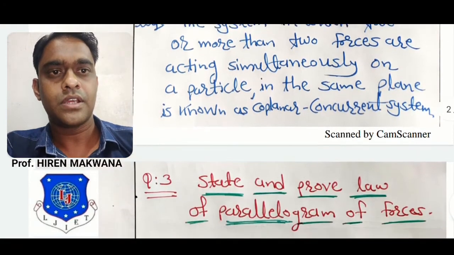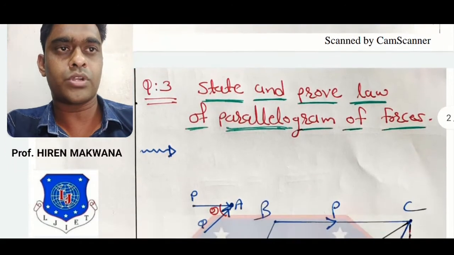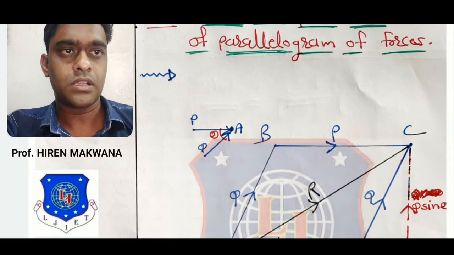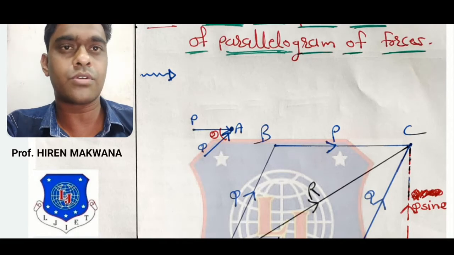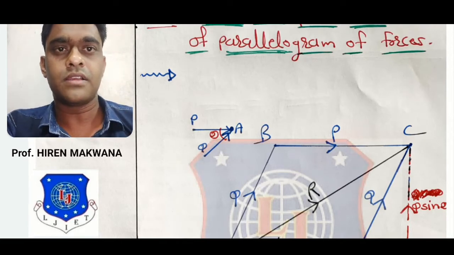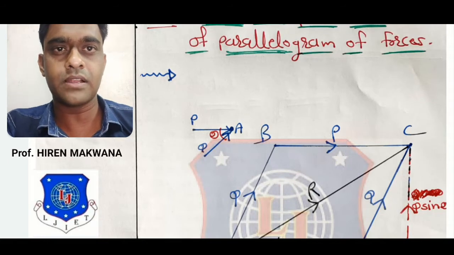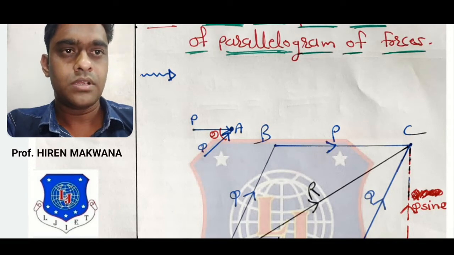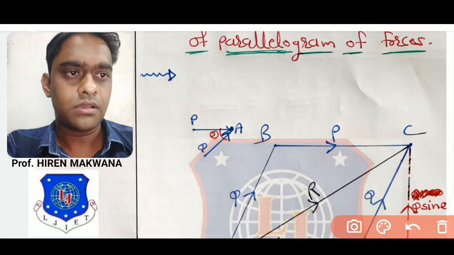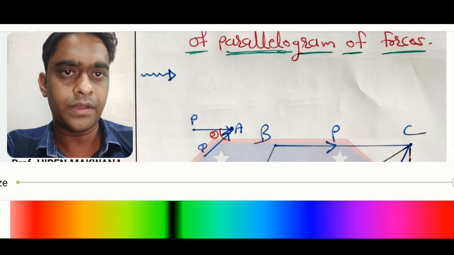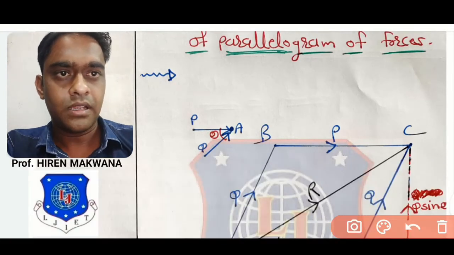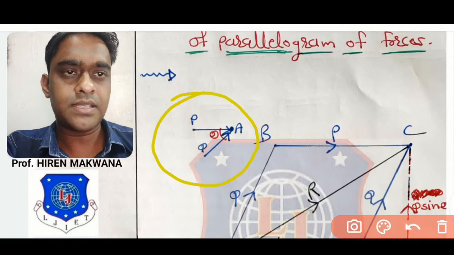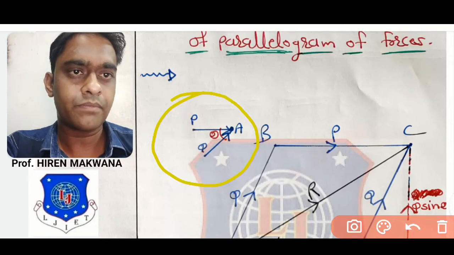Now next one is question number 3. Most important question. State and prove law of parallelogram of forces. What is a parallelogram? We already have seen in the introduction that the quadrilateral in which opposite sides are equal and parallel is known as a parallelogram. Now see the figure over here. See this very carefully. At point A, two forces are acting, P and Q, but these are compressive forces. The angle between them is theta.